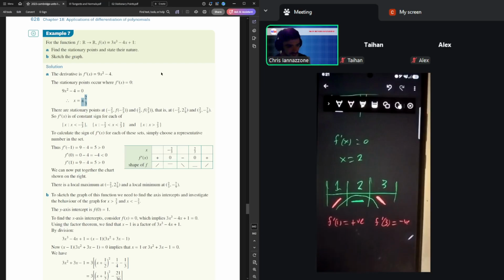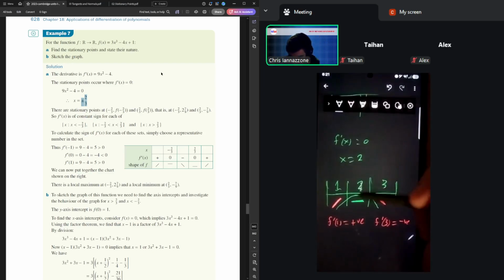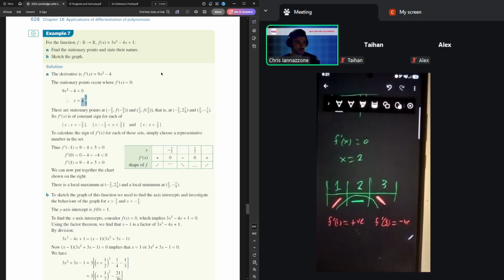That's what the book is suggesting that you do. You essentially find the derivative, set it equal to 0, which is something you have to do anyway to find your stationary point, and then it's suggesting you just plug in 2 more points and then draw up a table.